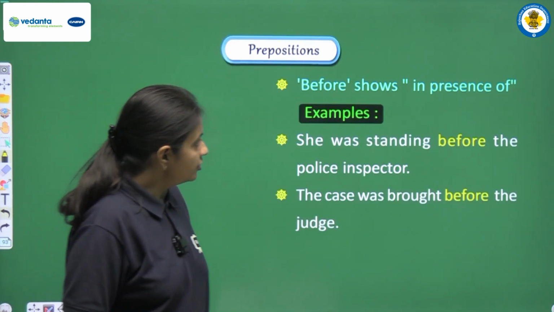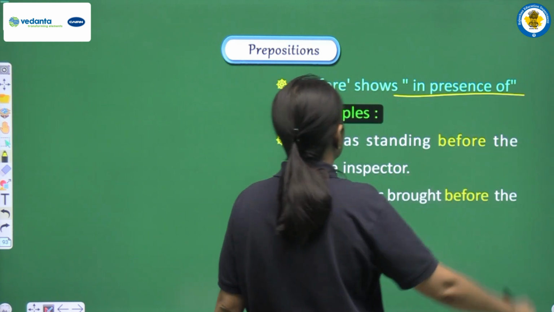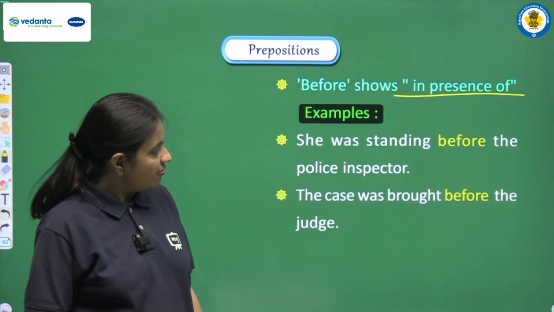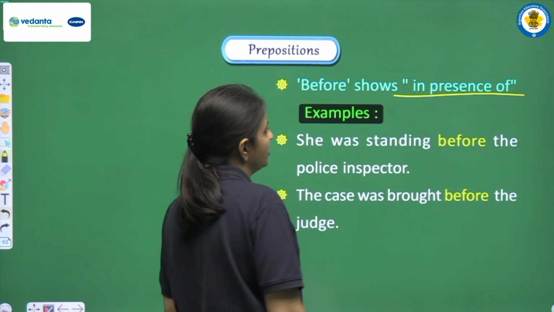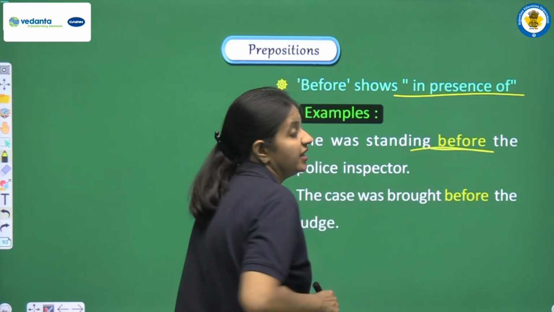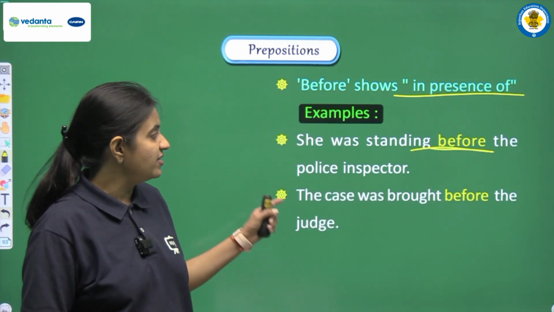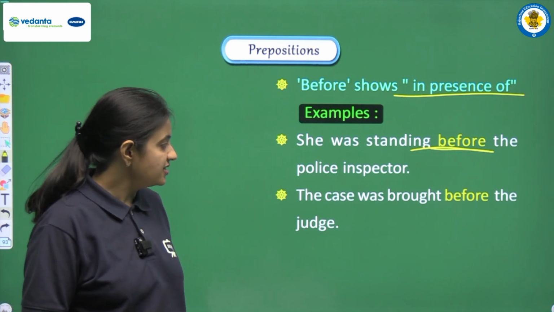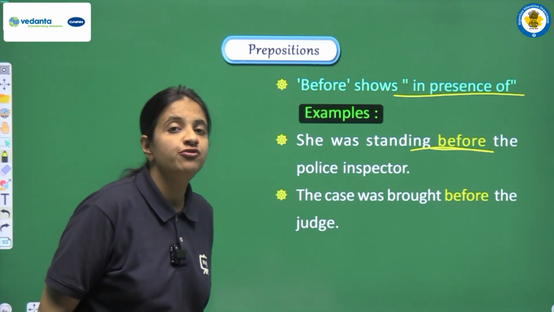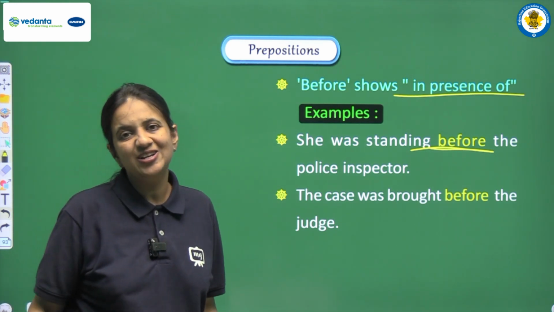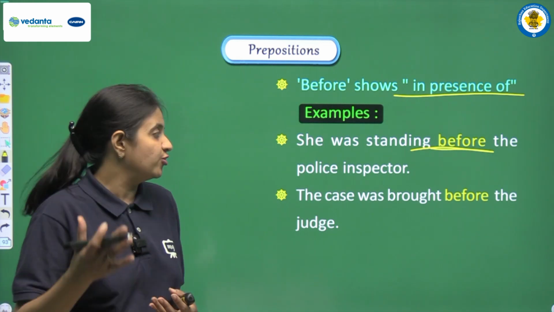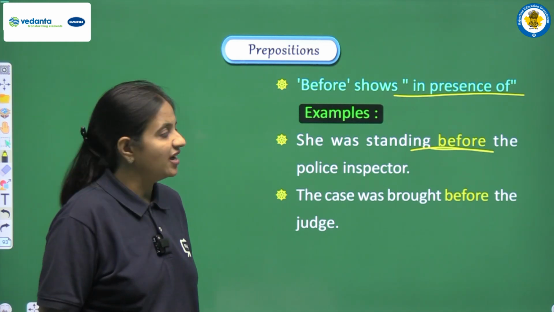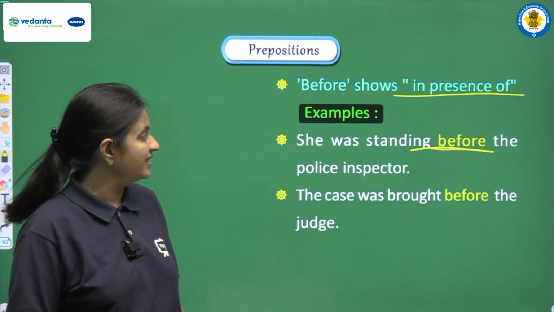Next, before shows in presence of. Let's see the examples. She was standing before the police inspector. So here we are trying to show the position of in presence of. So this is the reason we have before. Next is, the case was brought before the judge. Again, we are trying to show the position that this case was brought before the judge, and this is the reason we have before here in this sentence.